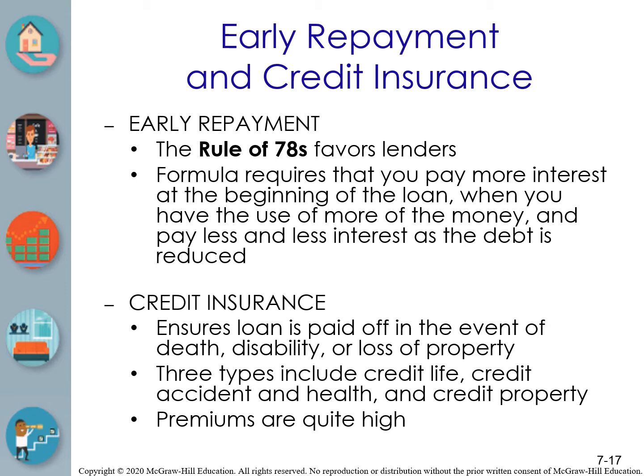Credit insurance ensures the loan is paid off in the event of death, disability, or loss of property. Three types include credit life, credit accident and health, and credit property, and the premiums associated with that are quite high. Which means in essence that the first part, the early repayment, helps the lender, so the lender doesn't lose out quite so much because most of the interest is paid up front. These were always things to watch out for with mortgages in the past, more so than today, but at any rate, this is again where APR comes into play.